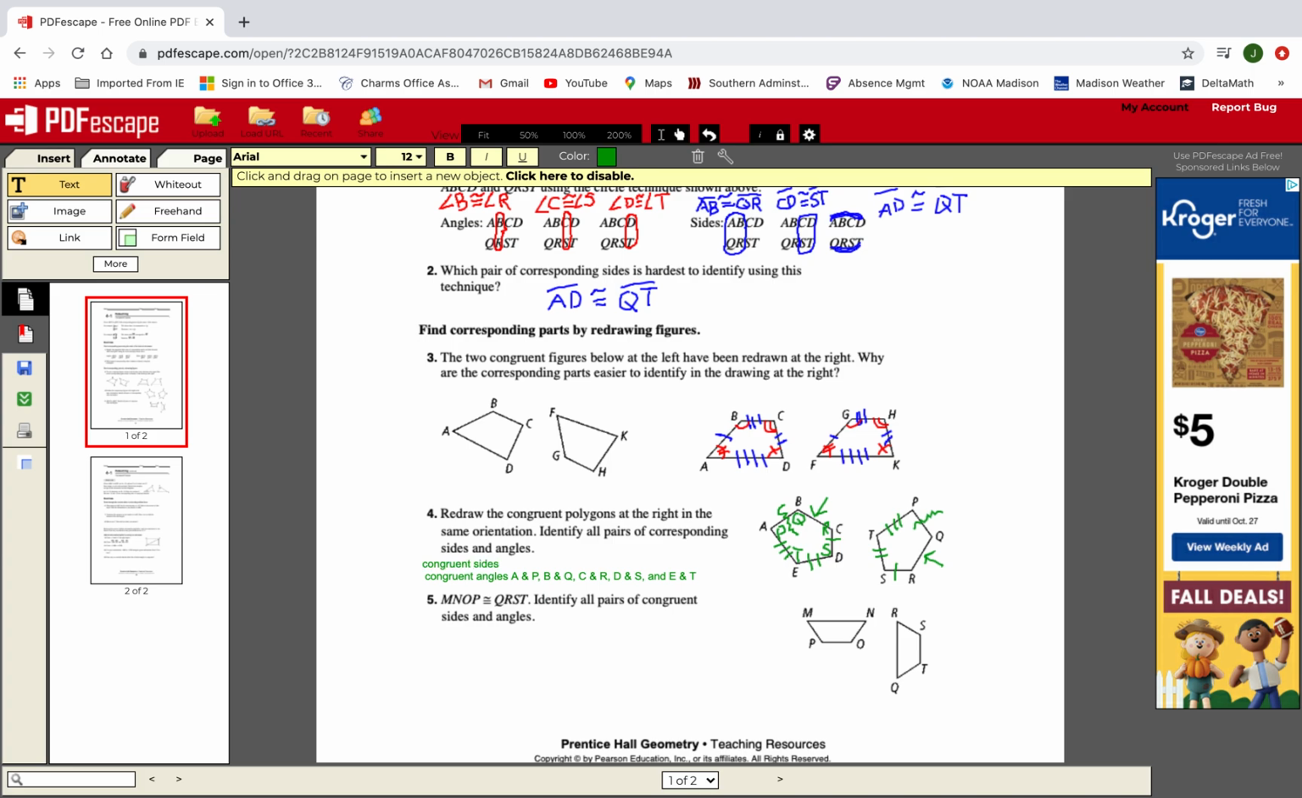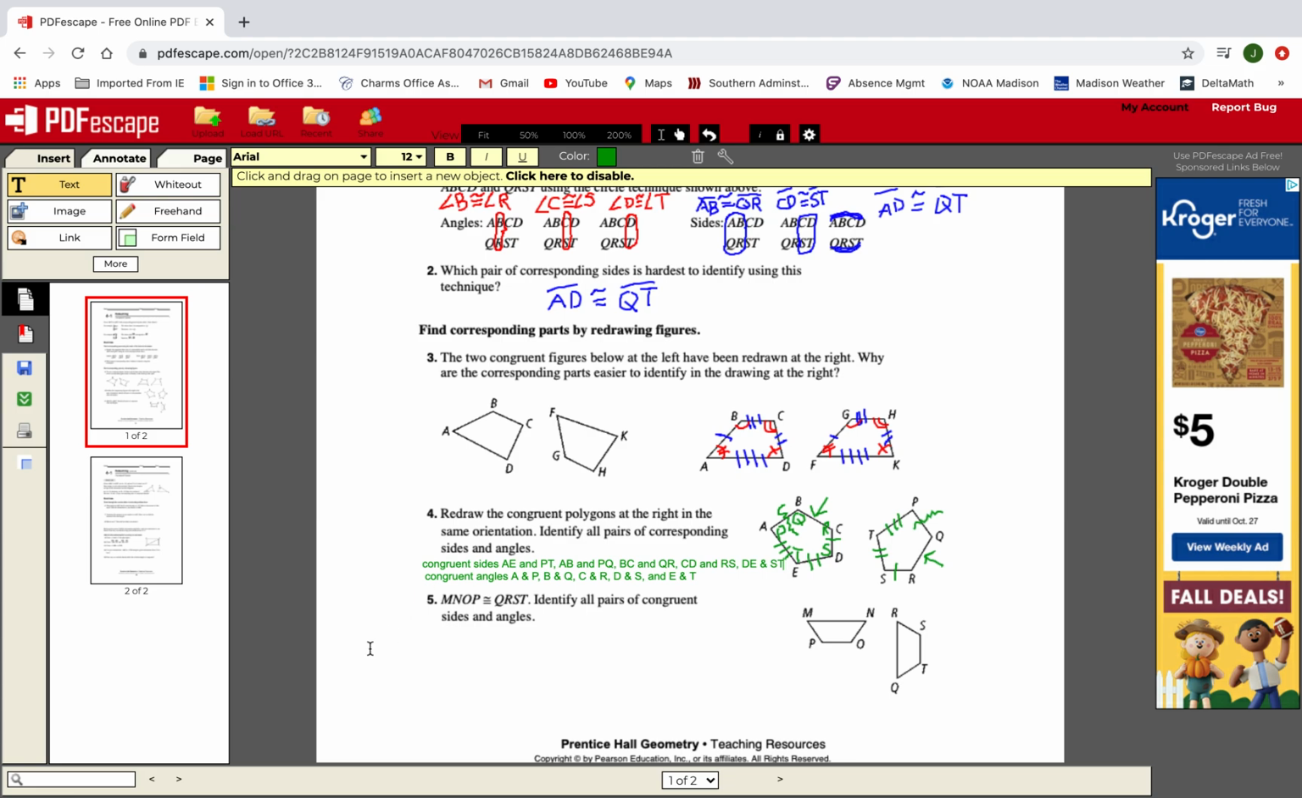and these are corresponding. So congruent sides are going to be AE and PT, AB and PQ, BC and QR. Remember, order matters here. CD and RS, and then one more, DE and ST. Probably should have used the ampersand more there, so I wouldn't have got all scrunched up there.